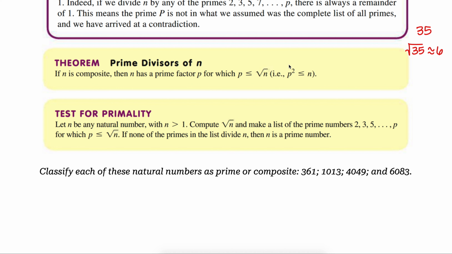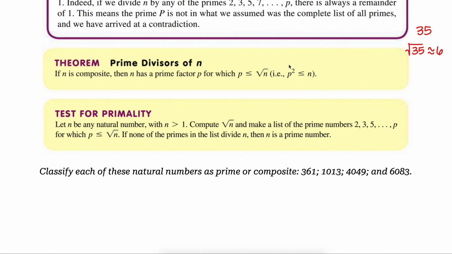The second is a test for primality. If you want to check if a number is prime, because some numbers like 5 or 7 or 11, we automatically know those are prime numbers, but some larger numbers you're not going to recognize as prime numbers. So this is a test for them. What you do is you take the square root of the number in question, and then you list all of the prime factors less than that square root. If none of those numbers divides the number in question, then you can conclude that it is a prime number.